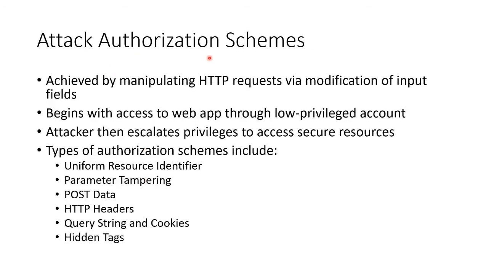We want to attack authorization, because first you log in, authenticate, then you're authorized. So authorization, we could attack by manipulating HTTP requests and modifying input fields. We'll begin with access to the web app through maybe a low-level, low-privileged account. Then we'll escalate privilege to access the more secure resources. Types of authorization schemes include the Uniform Resource Identifier, the URI, just like the URL, parameter tampering, post data, HTTP headers, query strings and cookies, hidden tags.